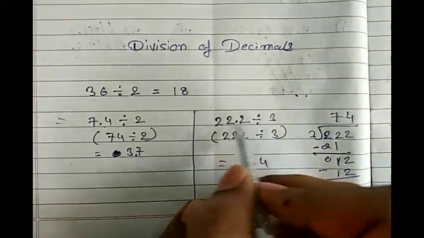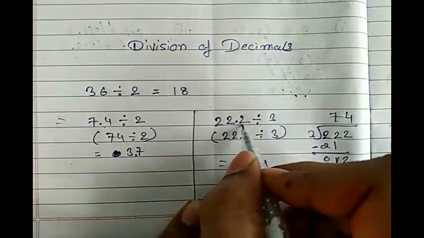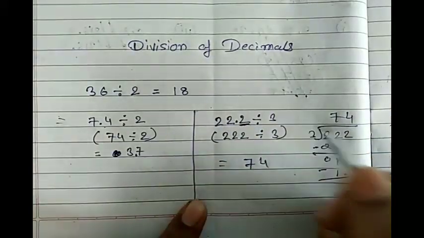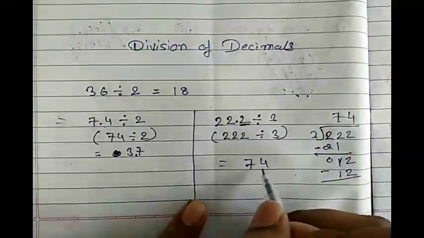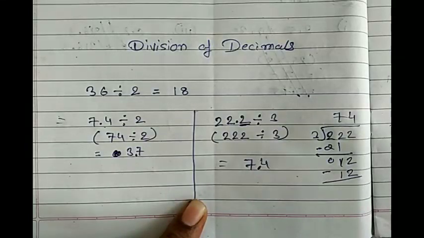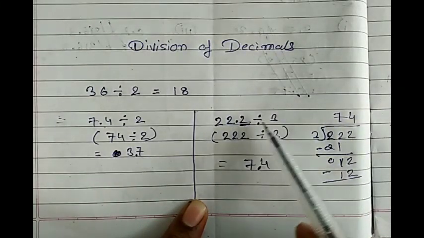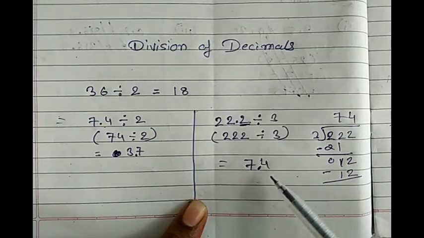Now count the digits after the decimal. In the question there is only one digit after the decimal, so in the answer we require only one digit after the decimal, so we put the decimal right over here. The number of digits after the decimal in the question and answer should be equal. There is only one digit after the decimal, so we put one digit after the decimal here.